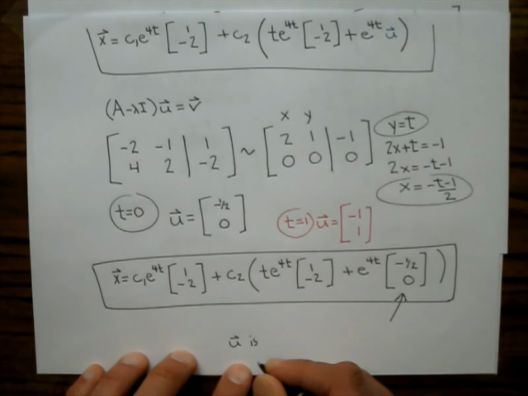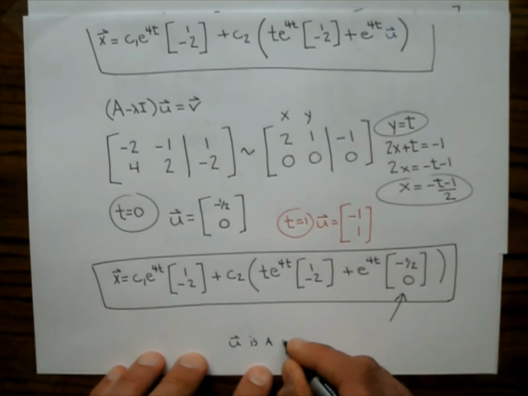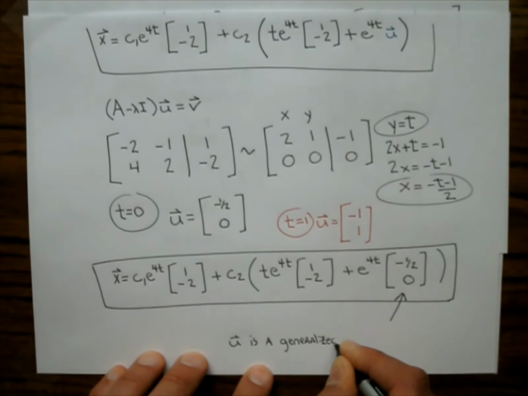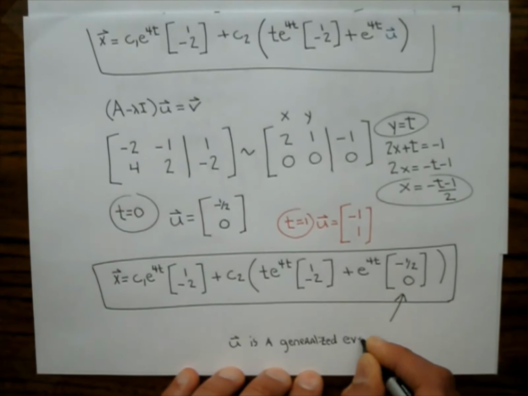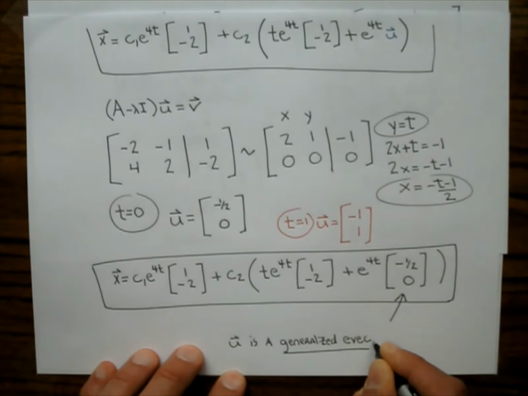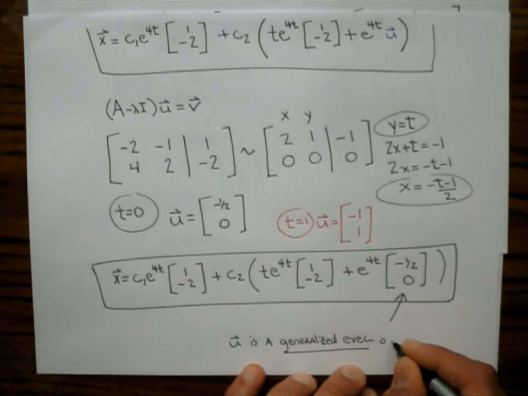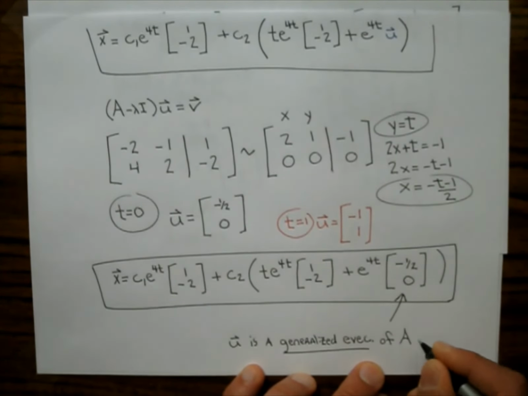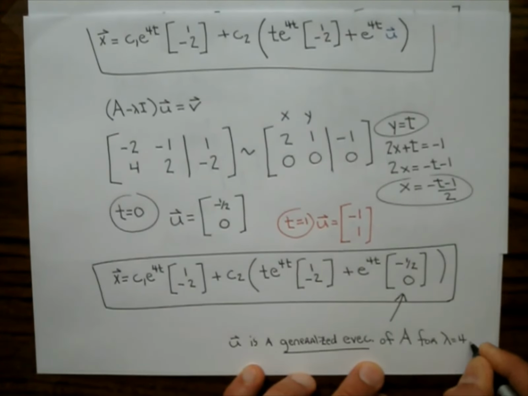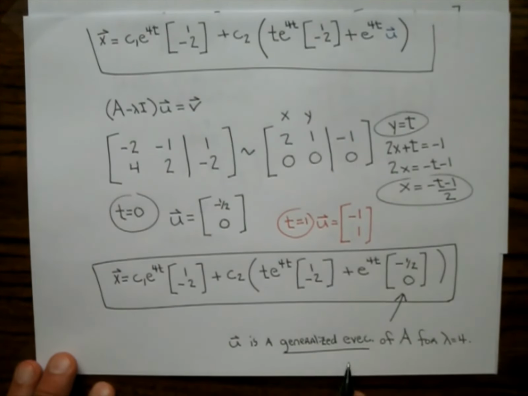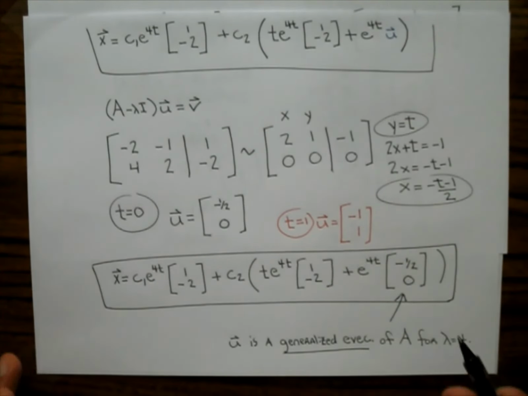U is a generalized eigenvector of your matrix A for lambda equals 4. Okay, so notice I said generalized eigenvector. It is not an eigenvector, but it's called a generalized eigenvector, and that's just what they call it. Okay, so we are done with this problem.